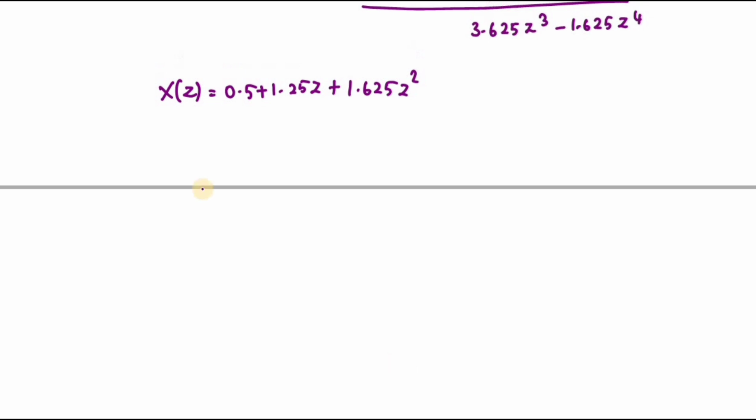So from this I can write the x of n value. So the x of n value is 0.5 for 0, for minus 1 it is 1.25, and for 1.625 it is for n is equal to 2, 1.25, and this is 0.5. Okay, so now this is my anti-causal series.